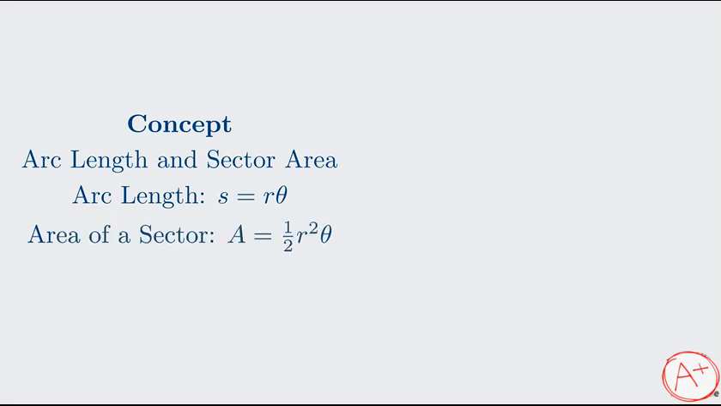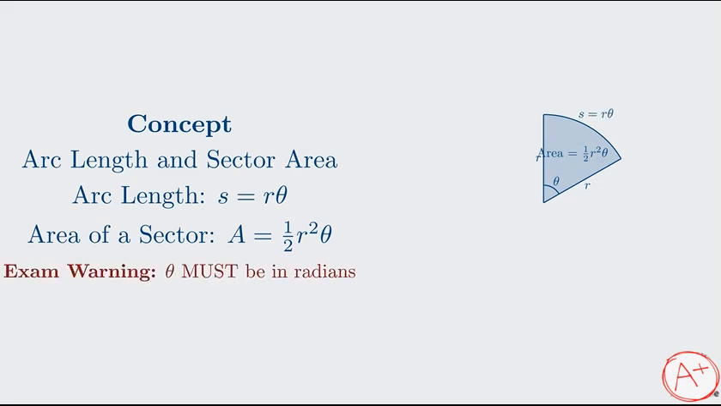Similarly, the area of a sector is simplified. Think of this as being analogous to the area of a triangle, which is half times base times height. In a sector, the base is the arc length r times theta, and the height is the radius r. Note a vital exam warning. These two formulas only work if theta is in radians. If you are given an angle in degrees, you must convert it to radians first, or your result will be incorrect. Let's look at a typical Cambridge 9709 style question.